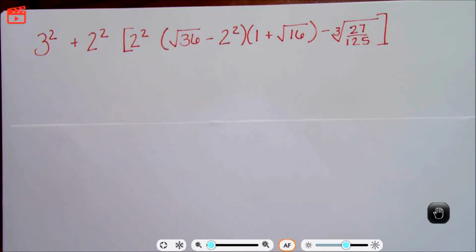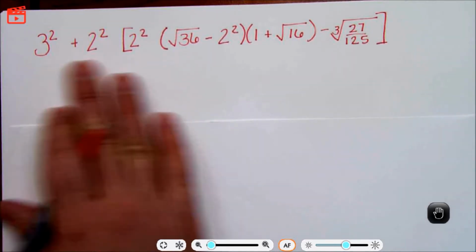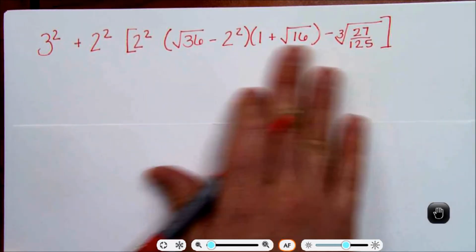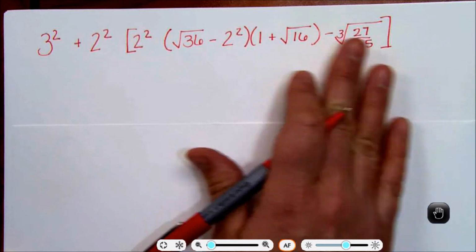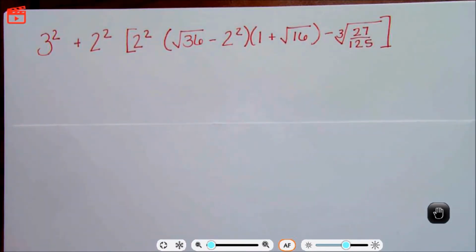The reason I want both the 7th and 8th grade to watch this is because this has a lot of elements in it. We've got exponents, we've got square roots, we've got a cube root, we have parentheses, we have subtraction, we have a bracket. There's a lot of different things going on in this problem, so I think it's a good example to go through all of the steps of the order of operation.